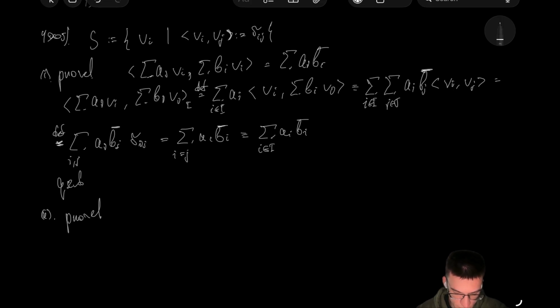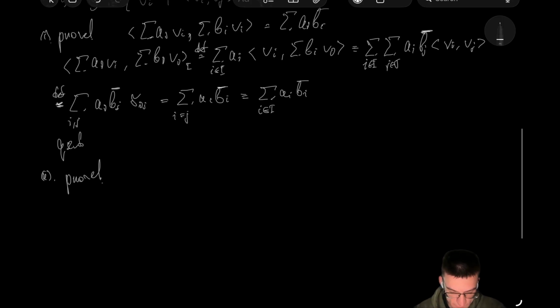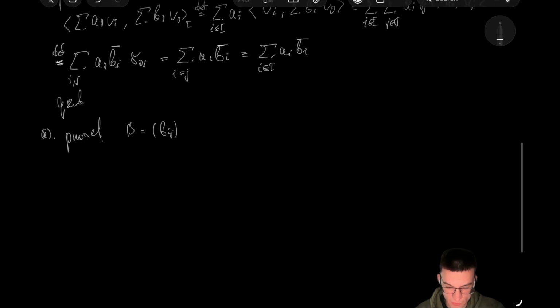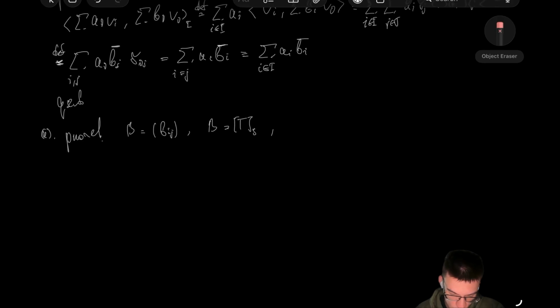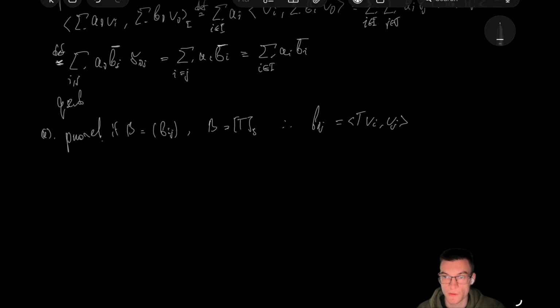The second proof is a little bit trickier. We are given the matrix B, which is Bij, and this matrix is said to be representing the linear operator T with respect to this orthonormal basis S. And then we have to prove that therefore Bij equals the inner product of T Vi and Vj.